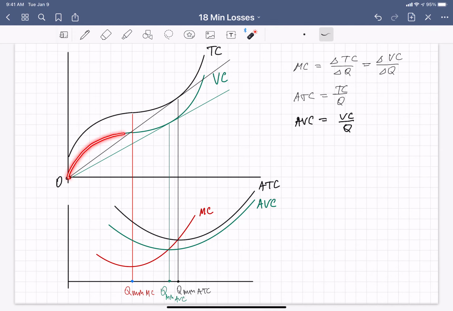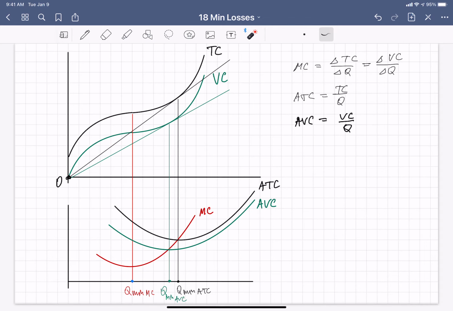And we also know the shape of VC. Remember, these two curves have exactly the same shape, except that TC is shifted up by the amount of fixed cost, because total cost is fixed cost plus variable cost. And marginal cost, by definition, is the change in total cost over change in quantity. And also it happens to be equal to change in variable cost over change in quantity, because of the formula I just gave you.